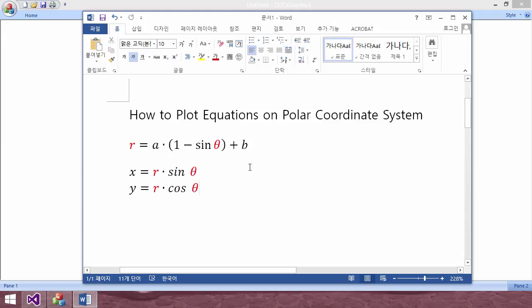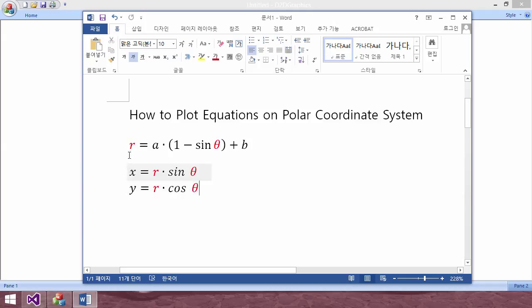If we have equations like this, these are called equations on polar coordinate system. Equations on polar coordinate system usually have r and theta: r is radius and theta is angle. A and B in this equation are constants, but theta and r are variables. Theta is usually the independent variable and r is usually the dependent variable. In the Cartesian coordinate, x is usually the independent variable, y is usually the dependent variable.